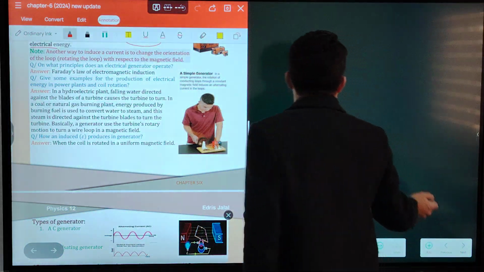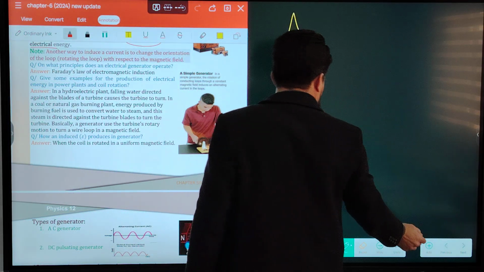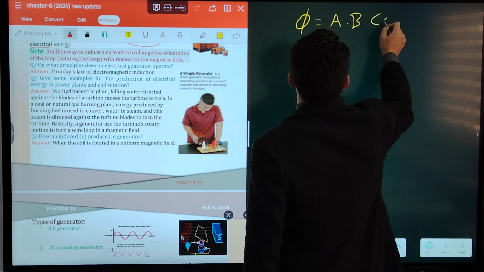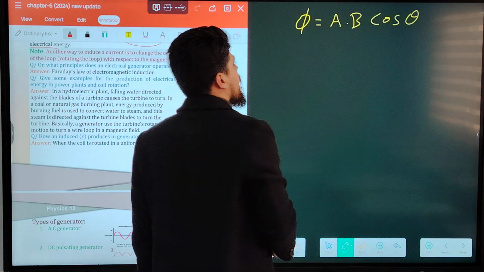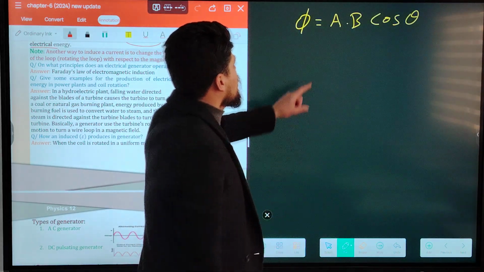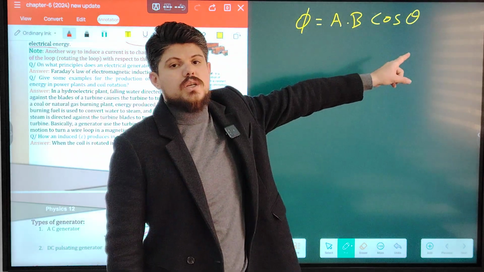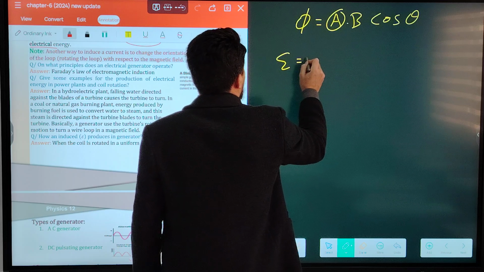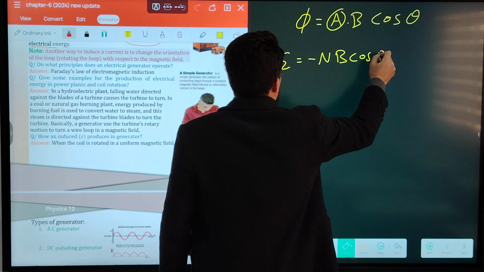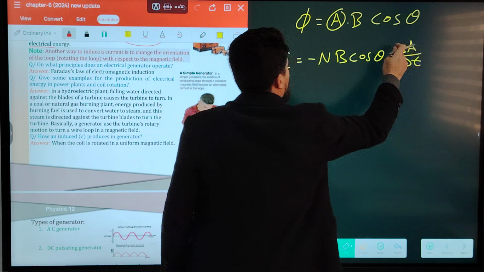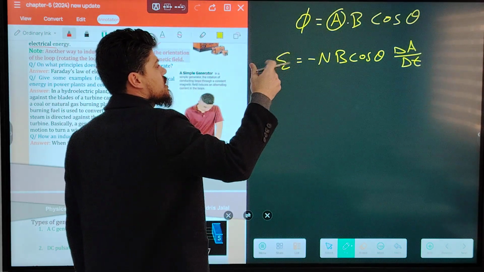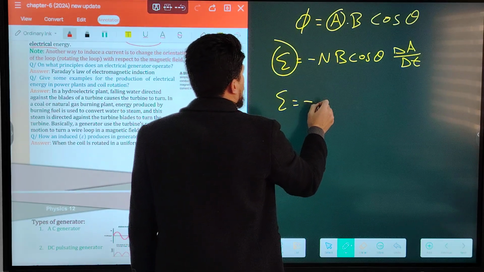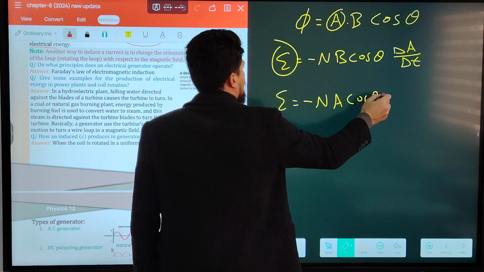How? If you remember, we said that flux is equal to A B cosine theta. How can we change flux? By changing area, by changing magnetic field, or by changing the orientation angle. By changing area, if you remember, EMF is equal to negative N B cosine theta times the change in area over time. When the area of the coil changes, you have to use this relation to determine the EMF.